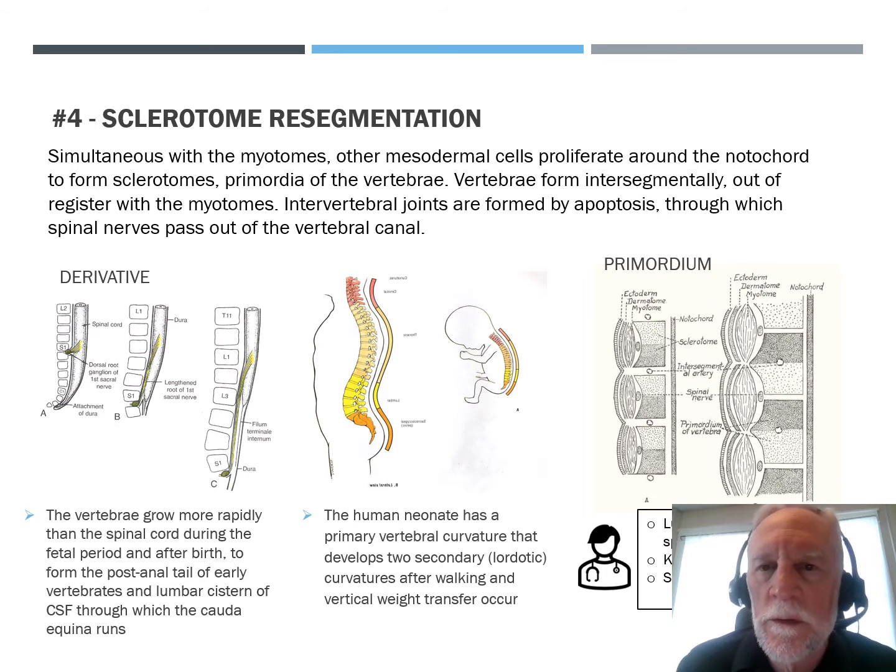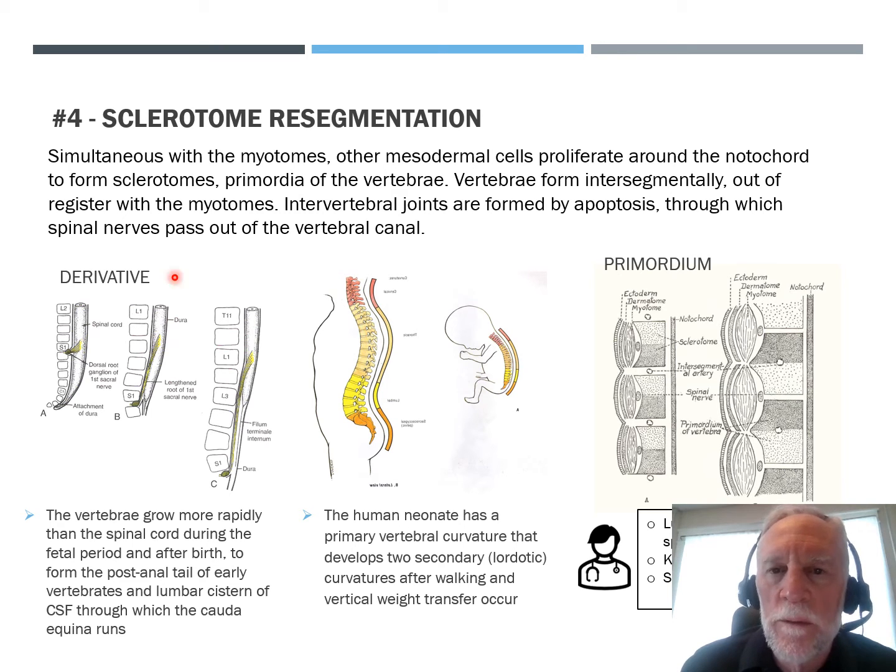Embryological development of the sclerotomes within somites renders them intersegmental. That is, the caudal half of one sclerotome separates from its own cranial half and then fuses with the cranial half of the sclerotome inferior to it. Myotomes thus span the resulting intervertebral joint.